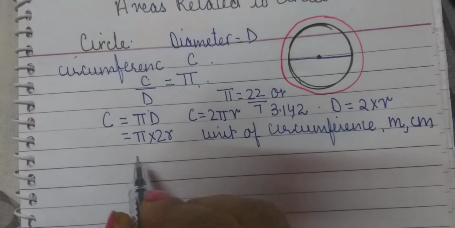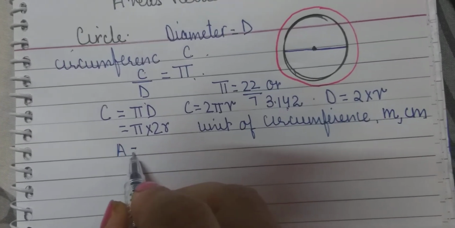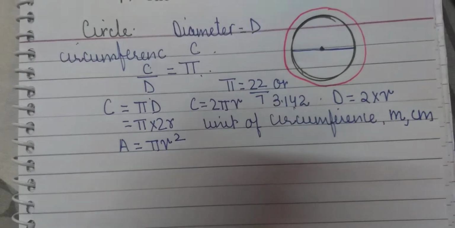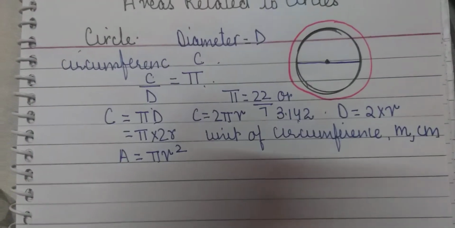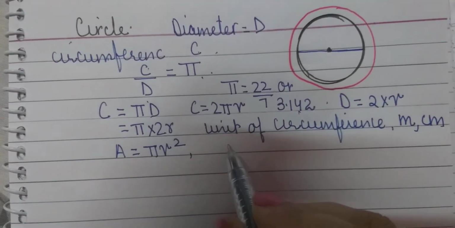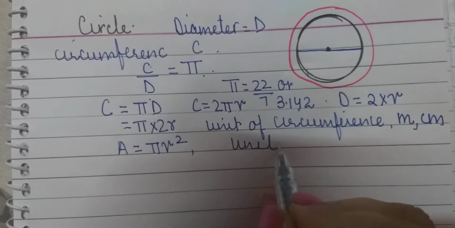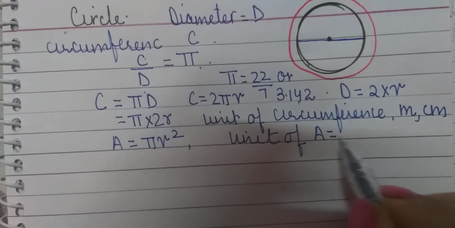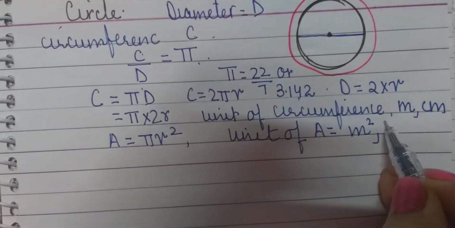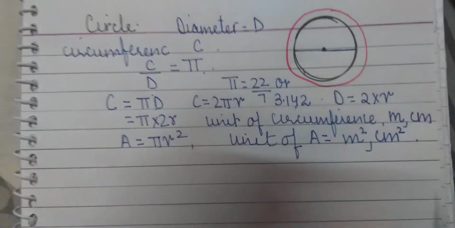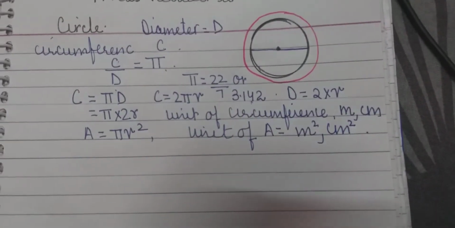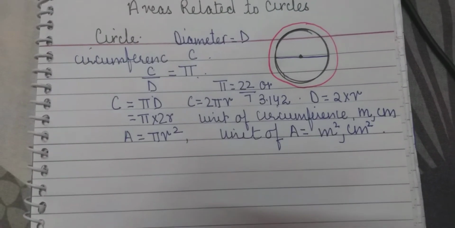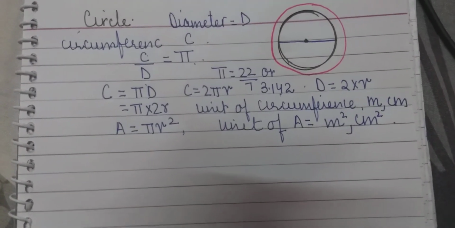Okay, now what is the area of the circle? The area of the circle is pi r square. Now for area I am writing capital A. It is pi r square. Right? And the unit of area of a circle will be meter square, centimeter square, decimeter square. Right? If the radius is in centimeter, it will be centimeter square. Okay? Is it clear?